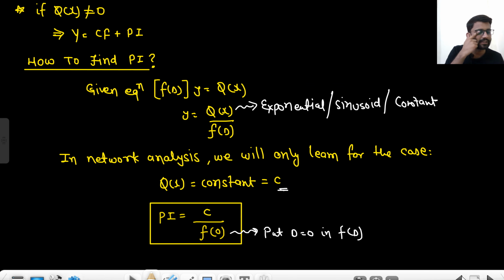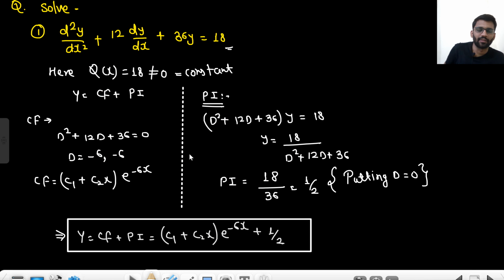Then I told you to find PI for only one particular case, when qx is constant. If it is constant, put D equals 0. That's it: C upon f of 0. Just like this, C upon f of 0, 18 by 36, 1 by 2. Just add them up and that's your answer. And let's just assume this 18 was 0. What will your PI be? PI would be 0 upon some function, so it would be 0 only.